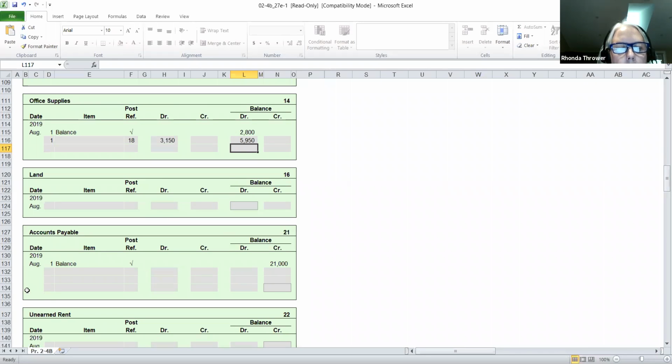Going back to our credit, this came to accounts payable on August the 1st. It came from journal page 18. Our accounts payable was credited for 3150.